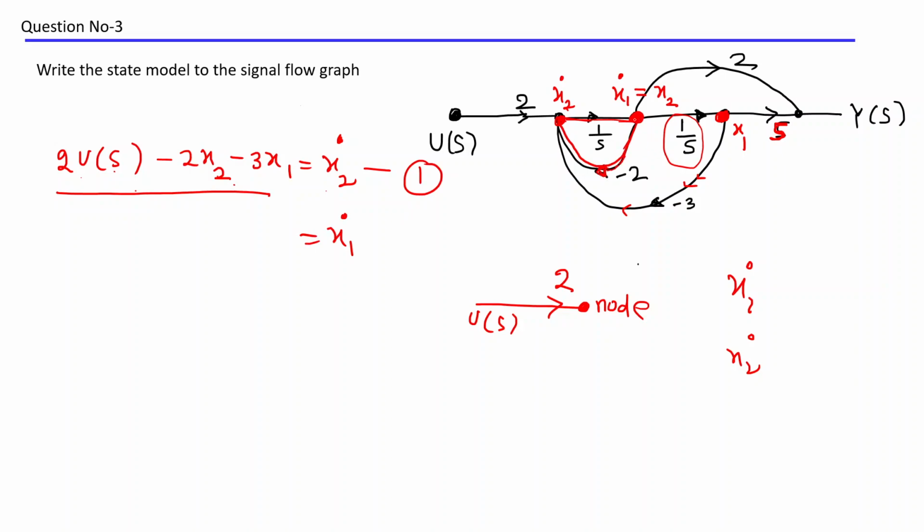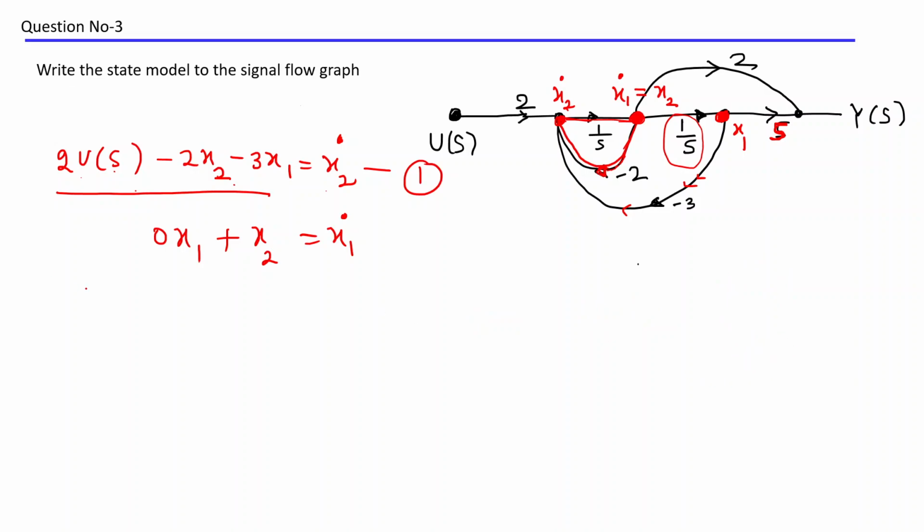So x1 star is equal to nothing is incoming, all are outgoing, so incoming nodes you have to only consider. So x1 star equal to x2. Nothing is there because no incoming node is coming to this. Okay, all are outgoing. So forget about the outgoing nodes, only incoming nodes you choose. So no incoming nodes, so x2 at this node only you have x1 star, and we know that x1 star equal to x2. So x1 star equal to x2, it means I can write the coefficient of x1 equal to 0. Now you write down the state equation.